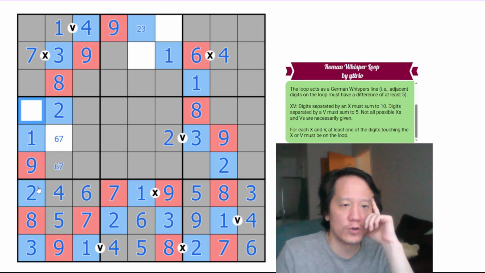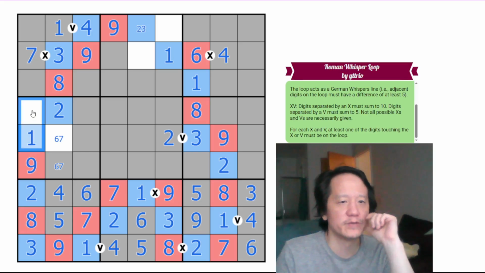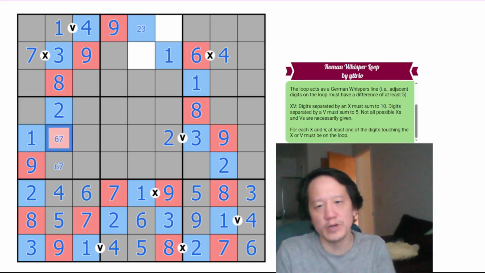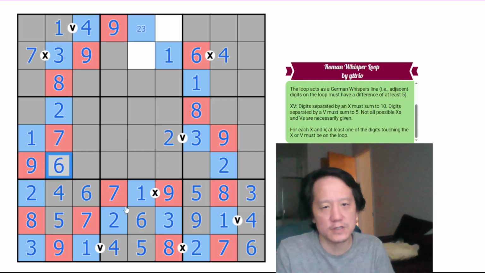This digit, if it were on the loop, would have to be a 6 because it can't be 7, 8, or 9, and it has to be a high digit. So this cannot be on the loop because it would be next to 1 and 2. This is not on the loop. This is on the loop, and it must be a 7, which makes this a 6.